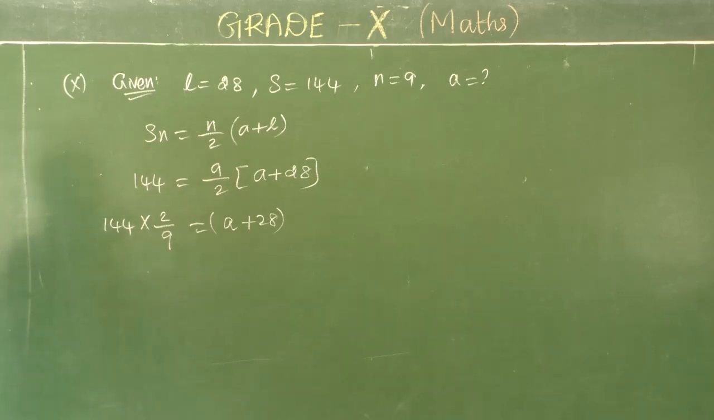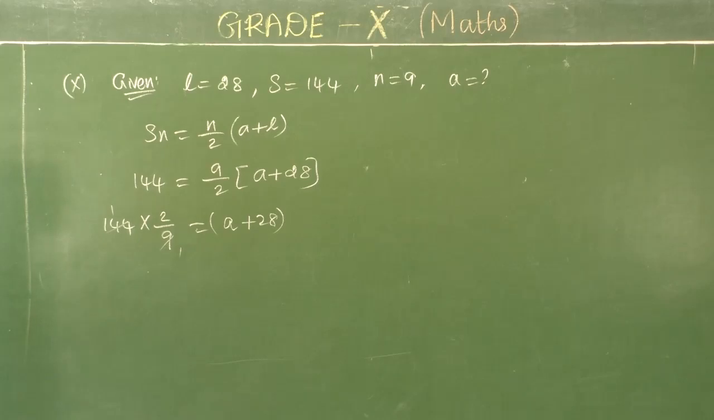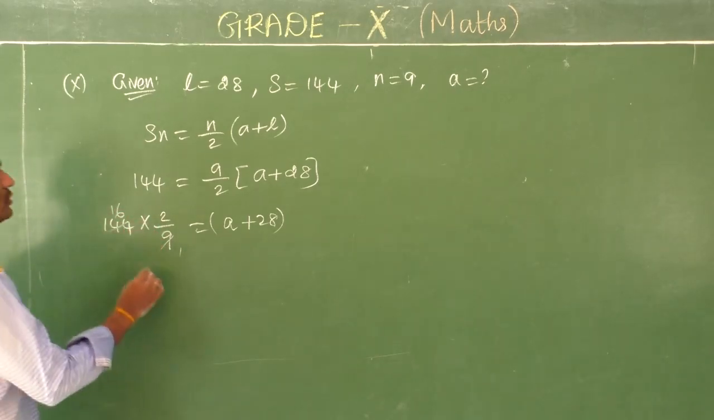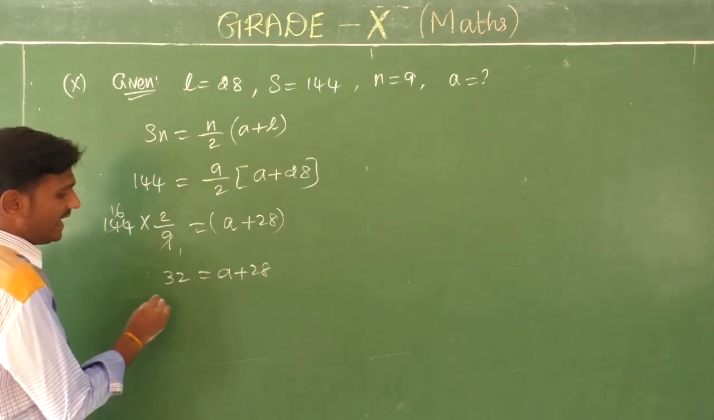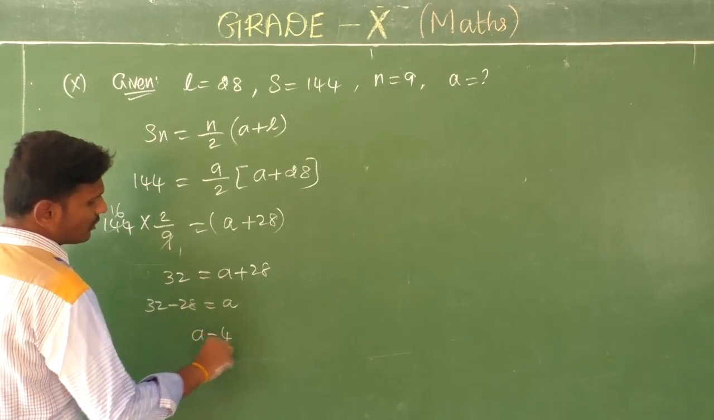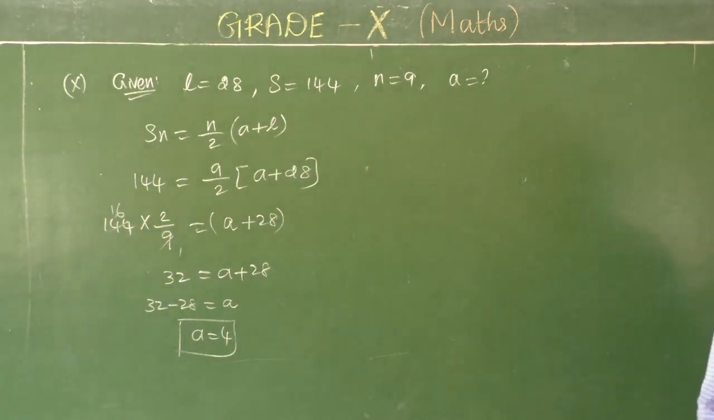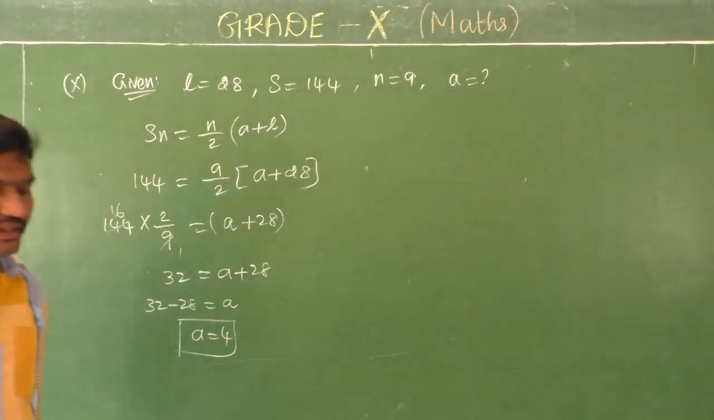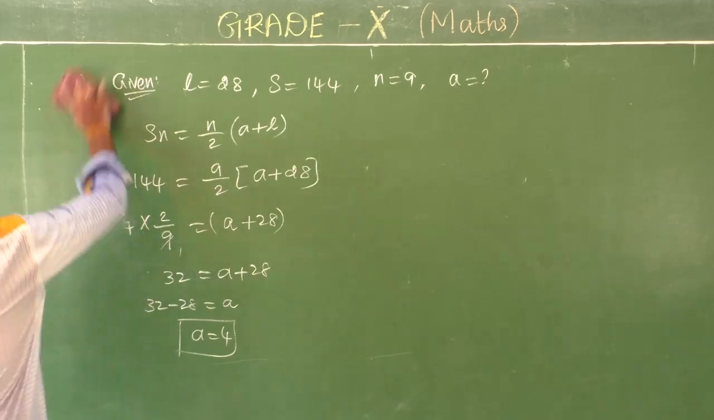Yes, student. Now you are going to simplify. 1 9s are 9. 5 9s are 45, remainder 54. Up 6 9s are 54. So 16 2s are 32, which is equal to a plus 28. I need only a. So 32 minus 28, move that side minus 28. So a equal to 4. The value of a is 4. Student. Okay. So this is also simple now. So almost we completed the third question. So the remaining questions you have to do as your homework.